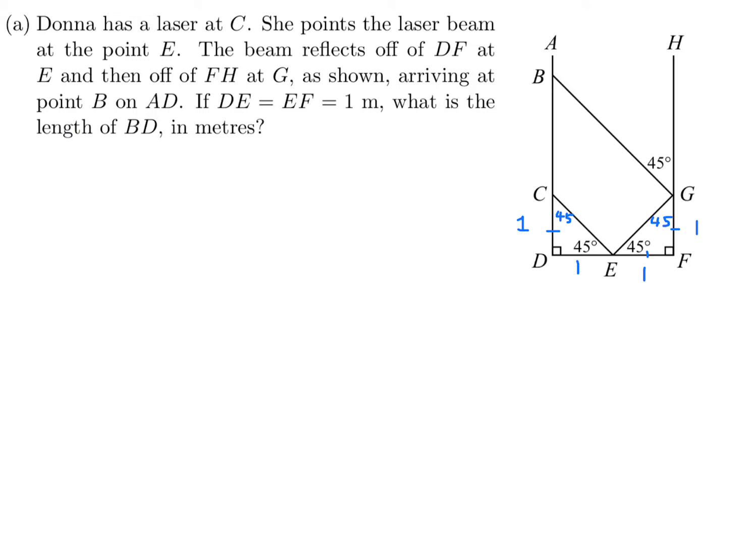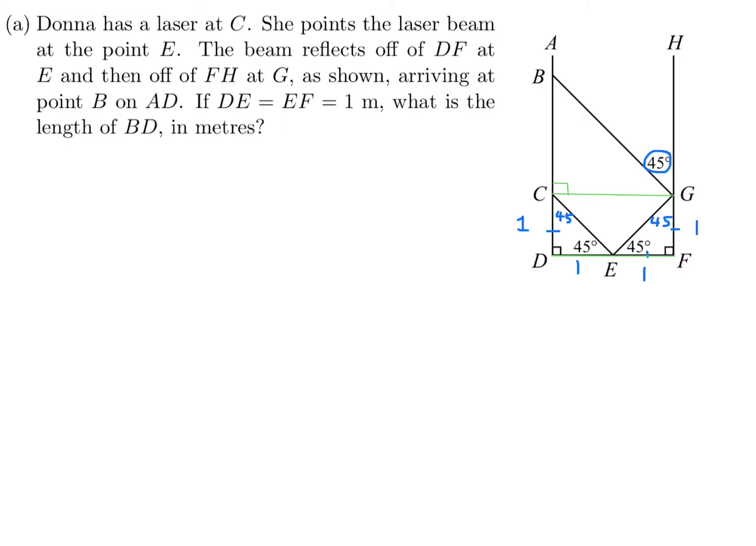Well, therefore, I can draw a line straight across from C to G like that, because they both have a height of 1. So that line basically will be parallel to DF. And that means that this is therefore a right angle.